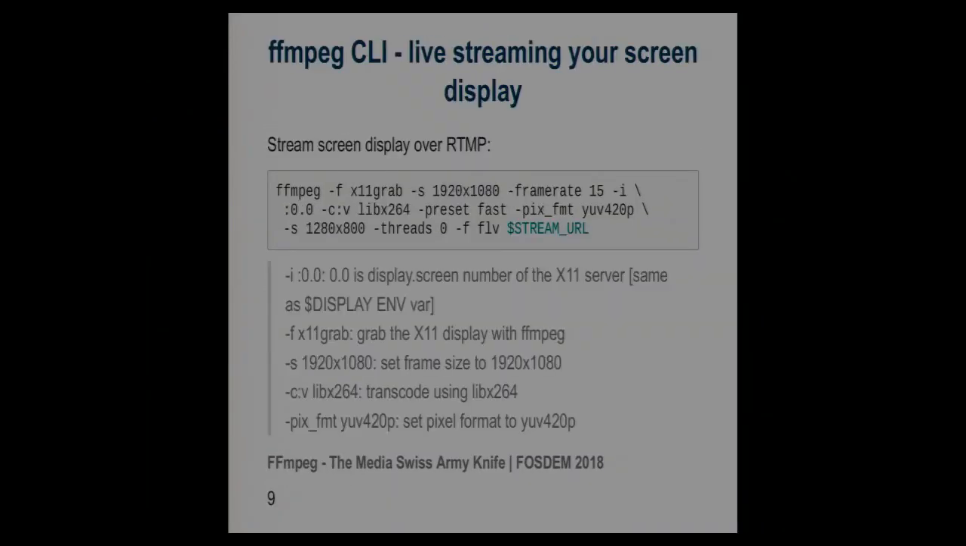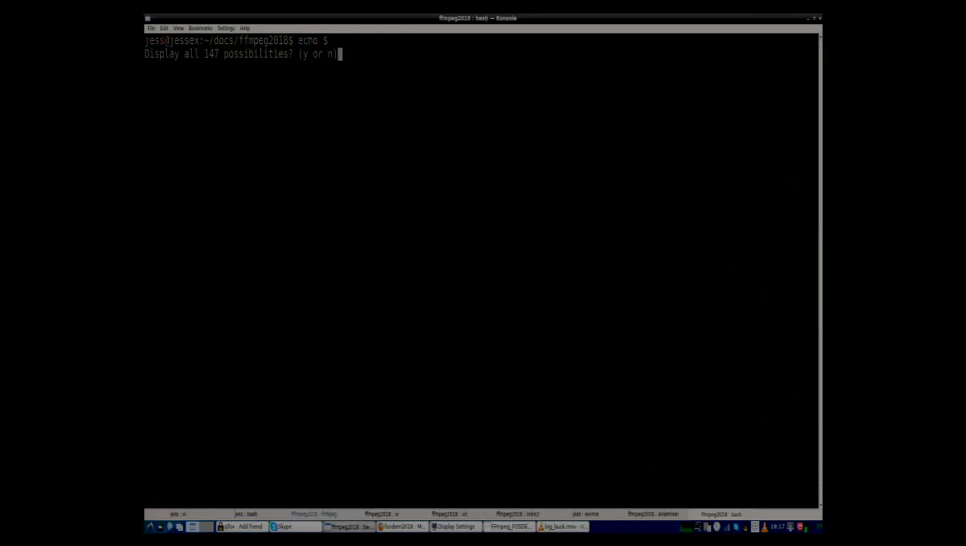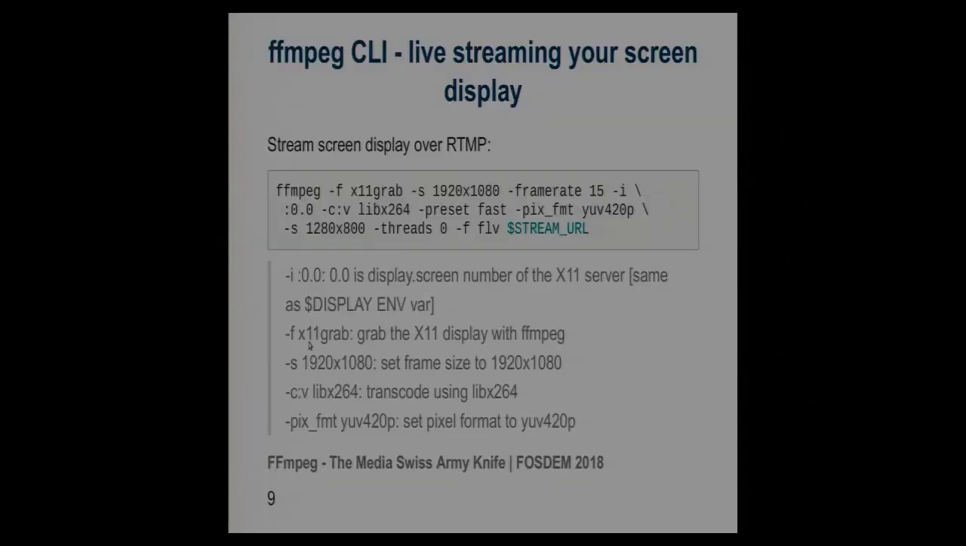These are the parameters that I've been using for this little sticky thing. So minus I and my screen display for X, that's the equivalent of the display env param. Okay, so column 0. Next up we're using the X11 grab. So grab the X11 display with FFmpeg. Then we've got the frame size. Then we've got the transcoding codec to use, so H.264, and the pixel format. Simple enough, right? And like I said, these can be automated quite easily.